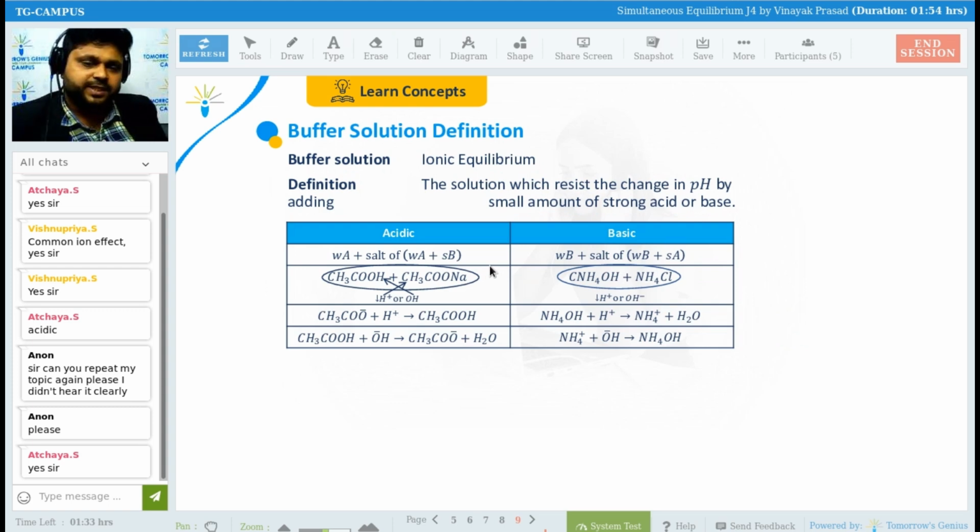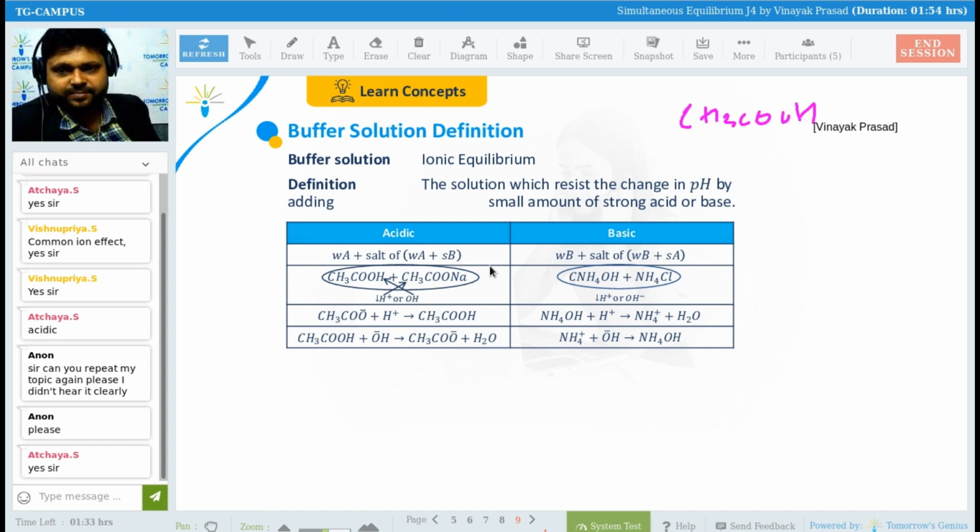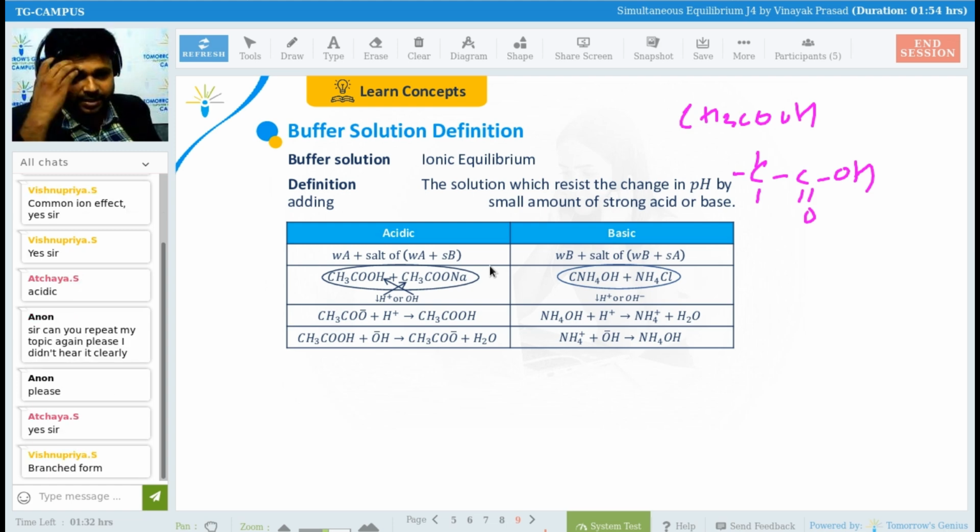No? So see here, CH3COOH and CH3COONa. If you look at this, how can we write this? CH3COOH. What is this? Can anyone tell me? We will be starting organic chemistry, only one to two chapters, and then I hope after this you will be able to understand this. What is the name of this?